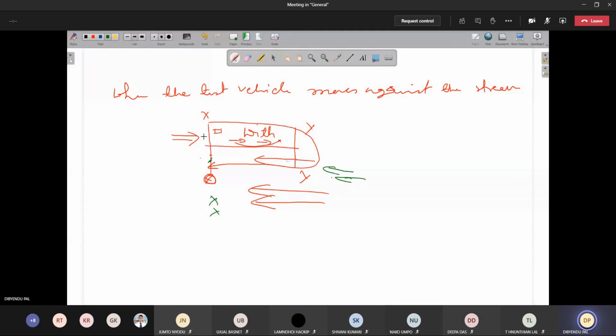While the test vehicle was against the stream, all the vehicles which are against the stream have overtaken the test vehicle. So there is nothing left that the test vehicle will overtake. The test vehicle cannot overtake anything because everybody has overtaken the test vehicle. Now we have to know the same thing.